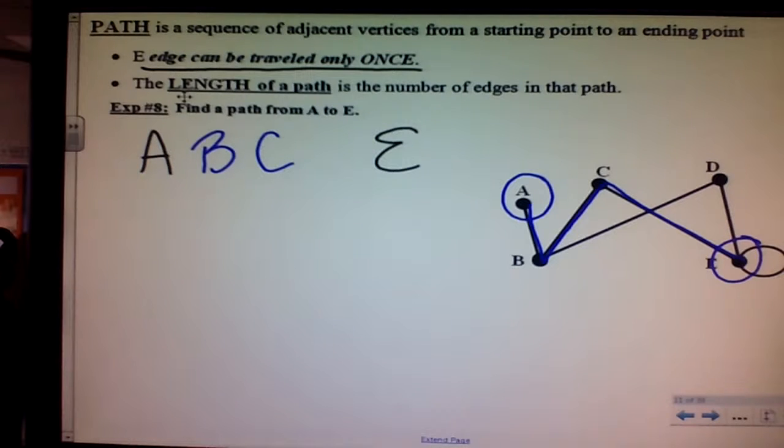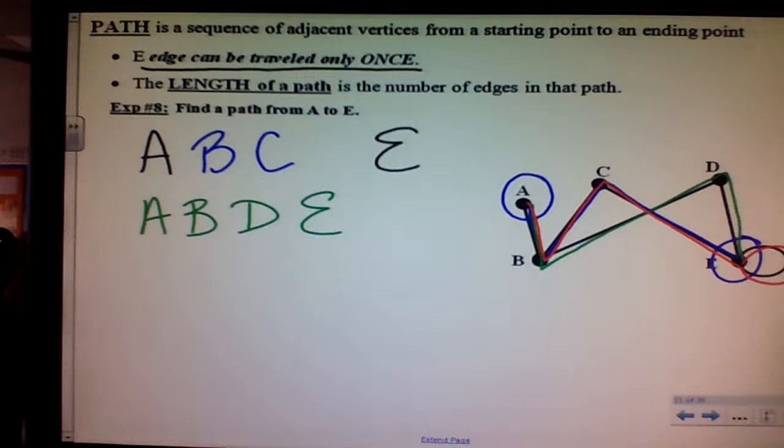We're still on that same graph. Go ahead, Derek. A to B, over to D, to E. So that's another one. That's it. You could really be that extra person and go A to B, B to C, C to E, and back around to E.